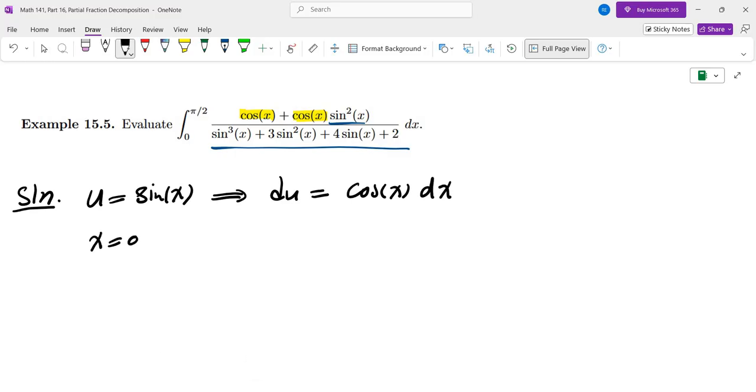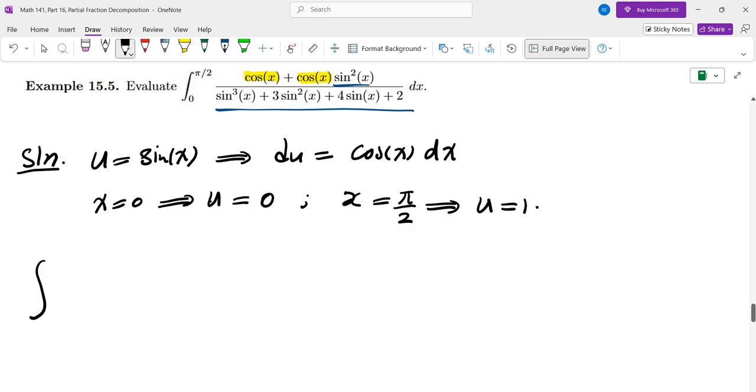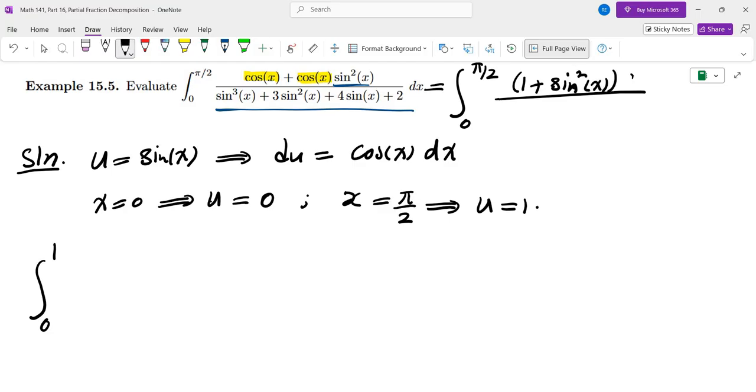Now, when x is 0, u is 0 also. When x is pi over 2, u is 1. So we can use that and turn this into an integral from 0 to 1. Now, cosine of x dx, so we can write this down as the integral from 0 to pi over 2. We can write it as 1 plus sine squared of x, then we have cosine of x, and then dx. And then the same denominator, sine cubed plus 3 sine squared plus 4 sine plus 2.